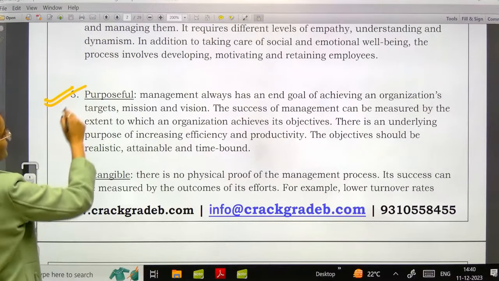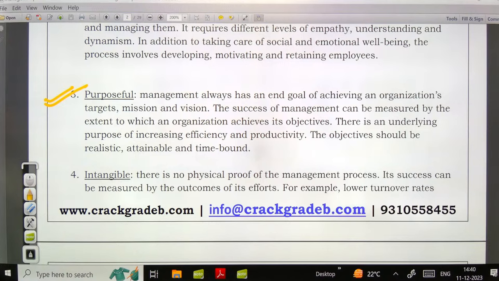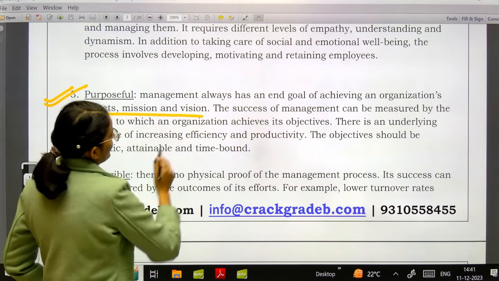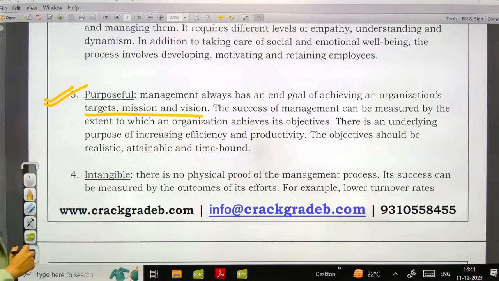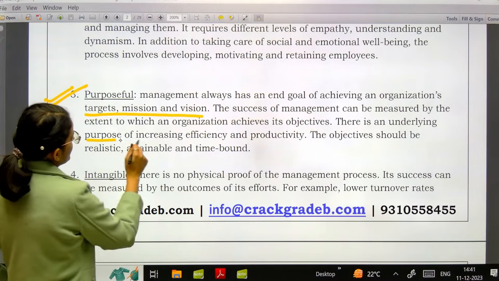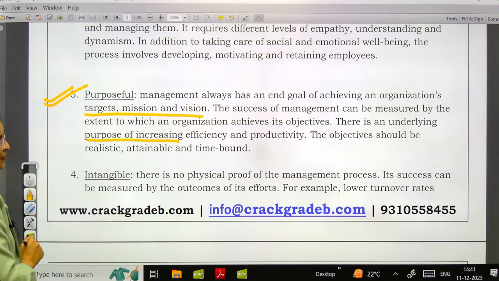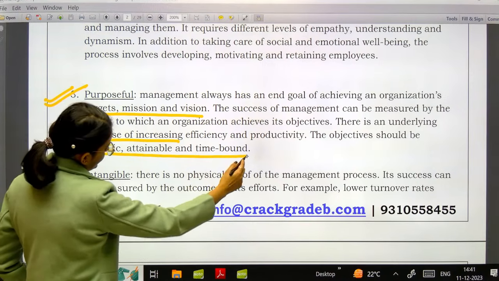Next is purposeful. Management always has an end goal of achieving an organization's target, mission and vision. The success of management can be measured by the extent to which an organization achieves its objectives. There is an underlying purpose of increasing efficiency and productivity, and the objectives should be realistic, attainable, and time-bound.